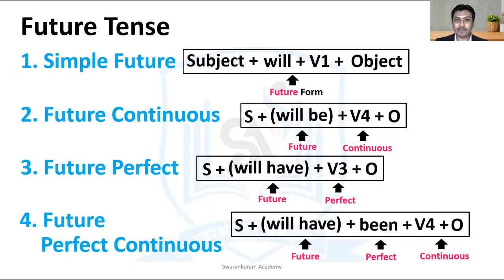Has, have plus V3, present perfect. Had plus V3, past perfect. And will have plus V3, future perfect. This is the beauty of English grammar. It's very easy, but you need to understand it in an easy way. That is the most essential part.